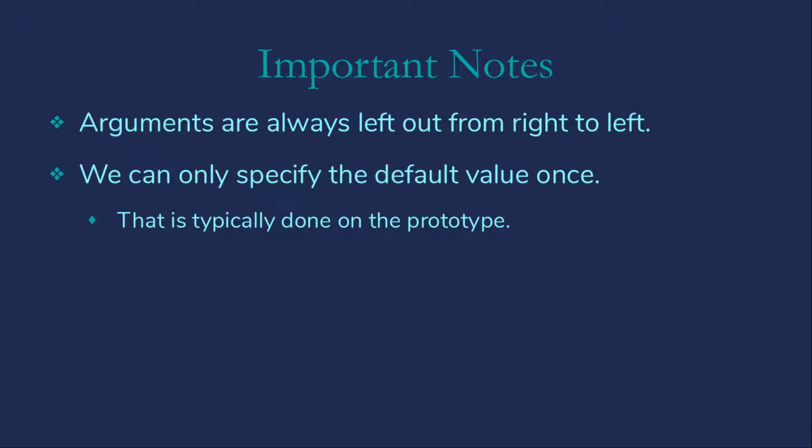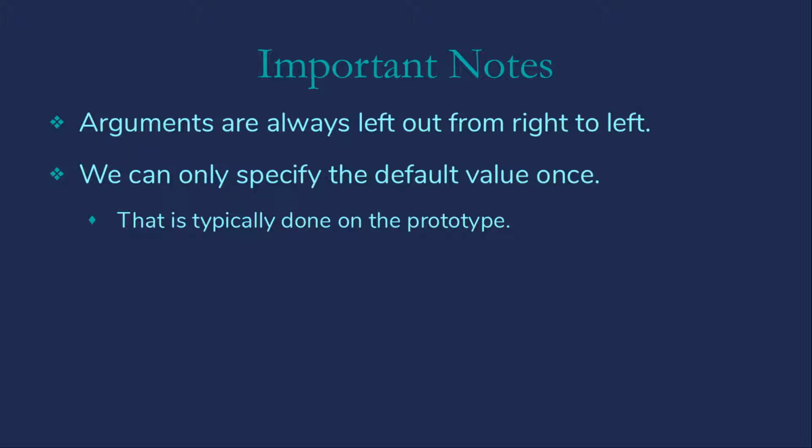Second, we only specify the default value for a parameter one time. You'll get an error if you put the default value on both the prototype and the header of the full function definition. It's generally considered better to put the default argument in the prototype, since that's where people are going to go to find out that you have a default and what that value is.